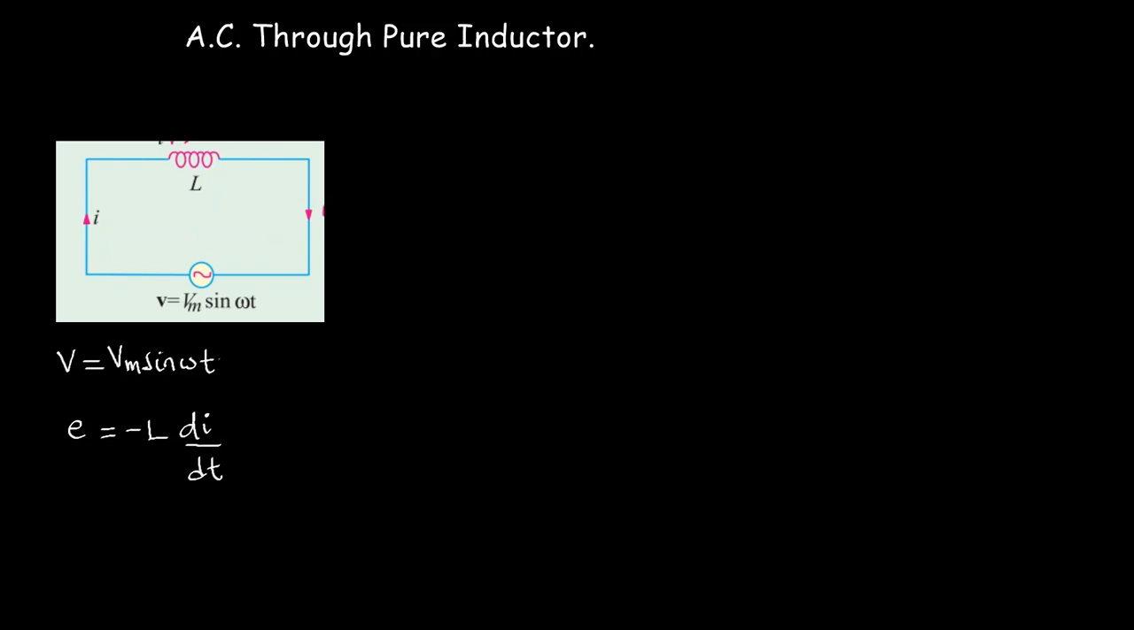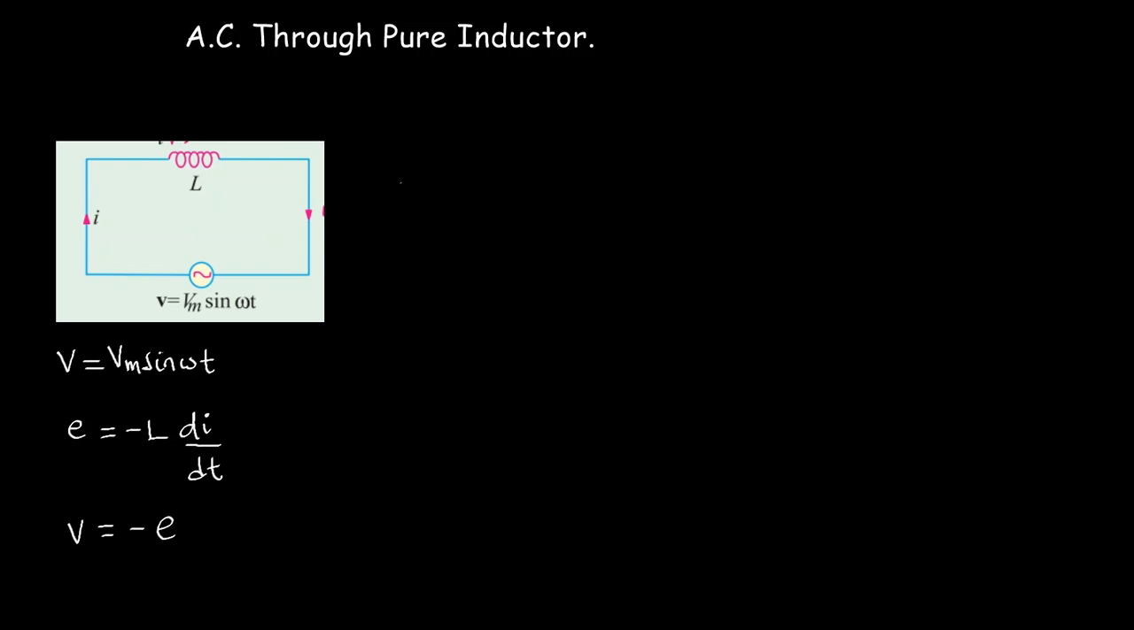Since the only element in this circuit is the inductor, the voltage from the voltage source will be equal to the voltage across the inductor, and this voltage across the inductor is the EMF E here. But the only difference is that the EMF on the inductor will be opposite to the total voltage. So I'm going to have V equals minus E. What I'll do is substitute the value of E into this new equation that we have.